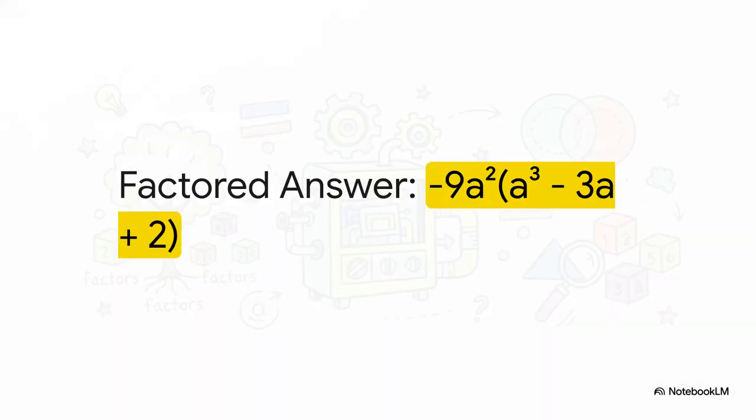Okay, let's break this one down. The GCF of the numbers 9, 27, and 18 is 9. The lowest power of the variable is a squared. And because that first term is negative, our GCF is going to be negative 9a squared.